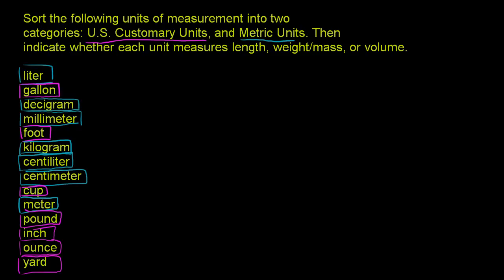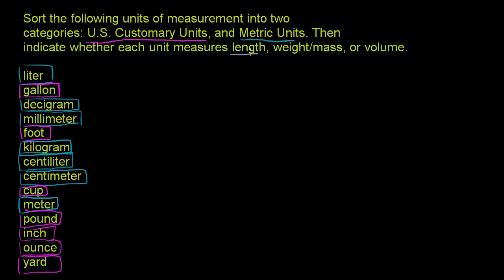Now, the next thing we need to figure out is whether something is a measure of length, weight slash mass, and they're not exactly the same thing. Mass is how much of a substance you have. Weight is the force with which gravity is pulling on that mass, and it would change depending on what planet you're on. But on Earth, they tend to be used interchangeably. So we'll use it roughly interchangeably here. And then you have volume, or how much space something takes up.